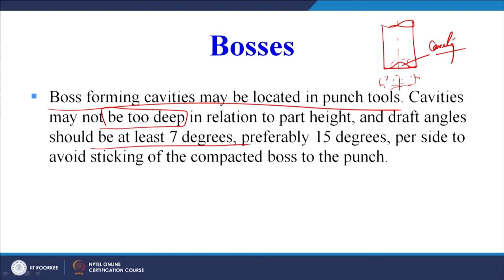Draft angle 7 degrees, preferably 15 degrees, to avoid the sticking of the compacted boss. So the boss will be compacted here on top of the part, so it must not get stuck to the punch. In order to avoid that, we must provide the proper draft.